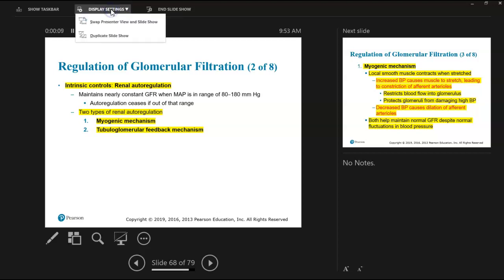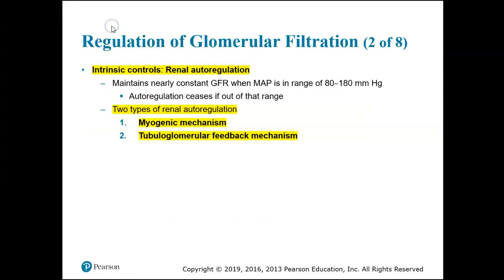This is going to be the last recording for chapter 25, slide set A. And I went back to slide 68, because I want to review how filtration rate is regulated. So kidney filtration rate, or what we call GFR, glomerular filtration rate. One way that it's regulated is called autoregulation, and there are two types of autoregulation.